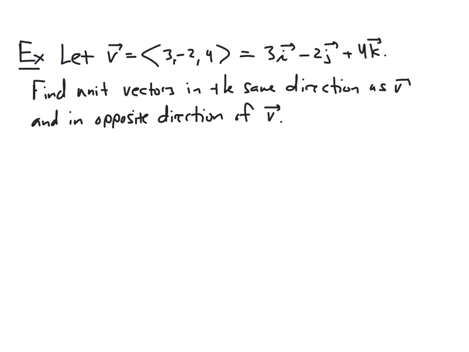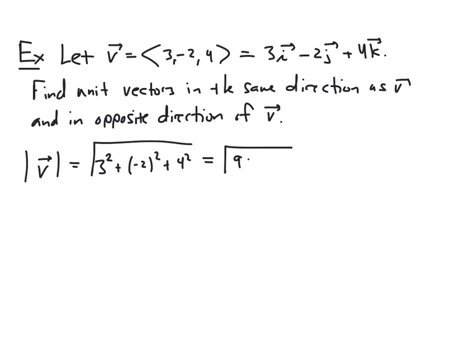And once we find one of these, the other is not terribly difficult to do. So the first thing is we need to figure out the magnitude of v in order to scale it appropriately to make it have a length of 1. So the first thing is we need to find that magnitude or that length of v. To find the magnitude of a vector, we just square all of the components and we add them together and then take a square root. And so in this case, this would be the square root of 9 plus 4 plus 16, which is the square root of 29.